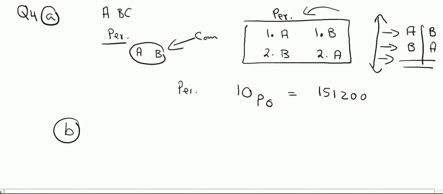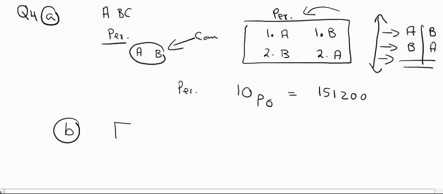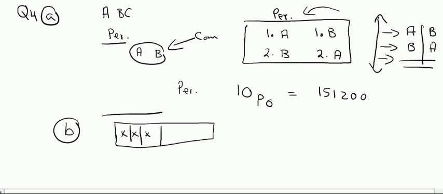Moving on to the next part, part B. Part B says the word mobile consists of 3 consonants M, B, L and the 3 vowels O, I, E. How many different arrangements of all the letters of the word mobile are possible if the vowels must be next to each other? Vowels are supposed to be next to each other, and since we have 3 vowels, the 3 vowels will form a block in itself, and we have 3 other letters.